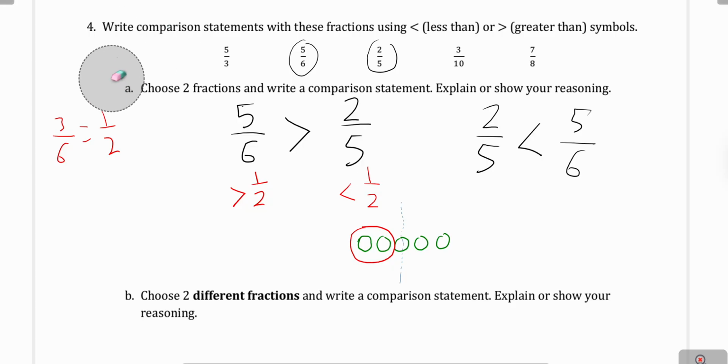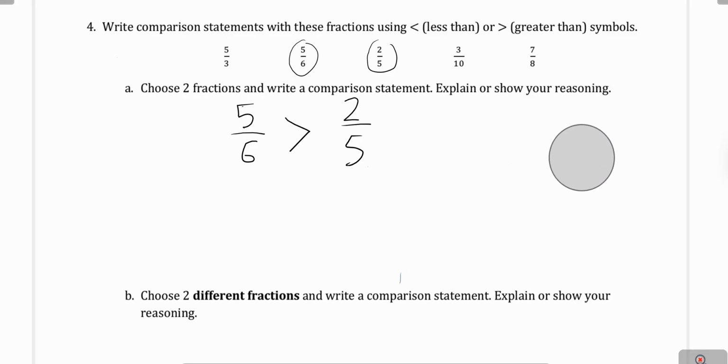And let's say that you compare this by using equivalent fractions. That is another way to do it. Then you will find a common denominator between 5/6 and 2/5. One way to find that common denominator is by writing the multiples of each. Let's write the multiples of 5, and let's write the multiples of 6.